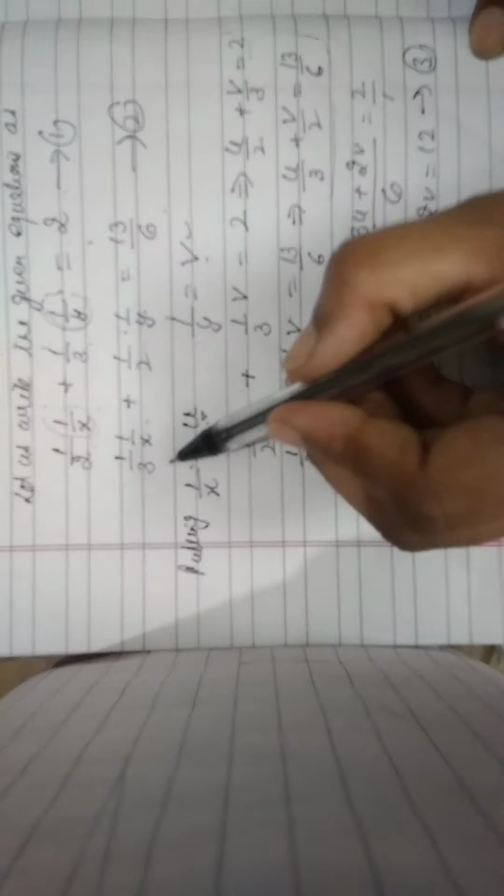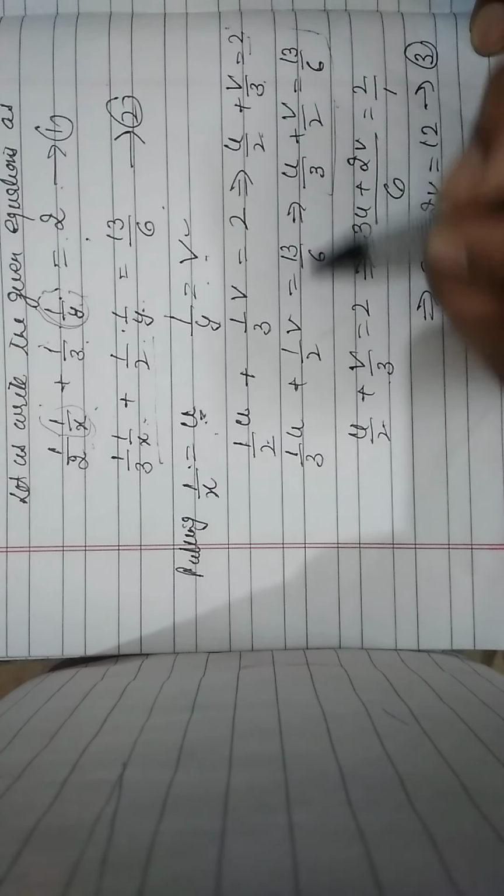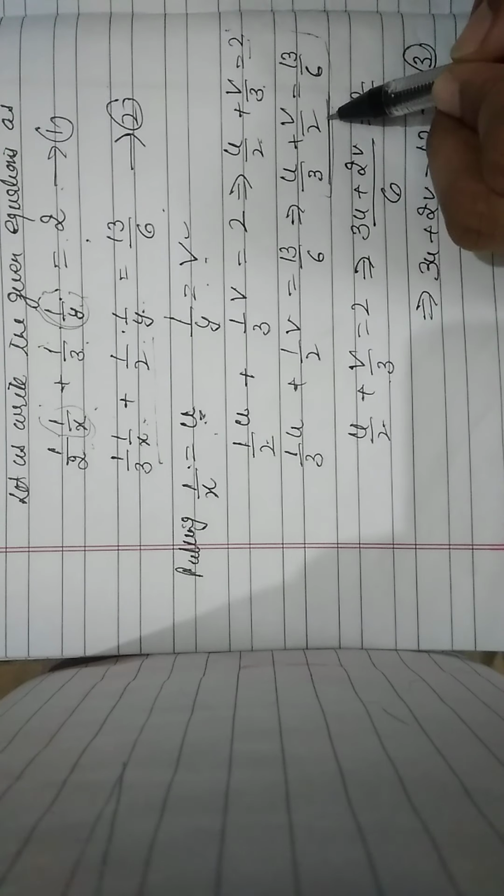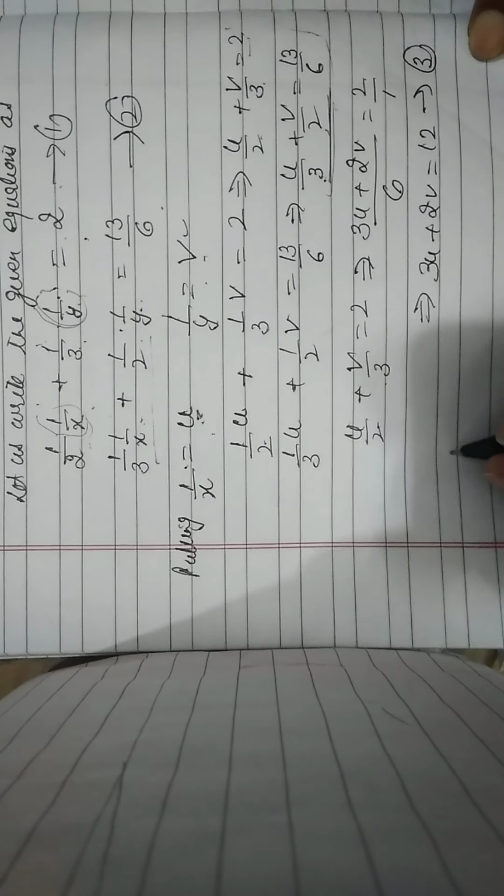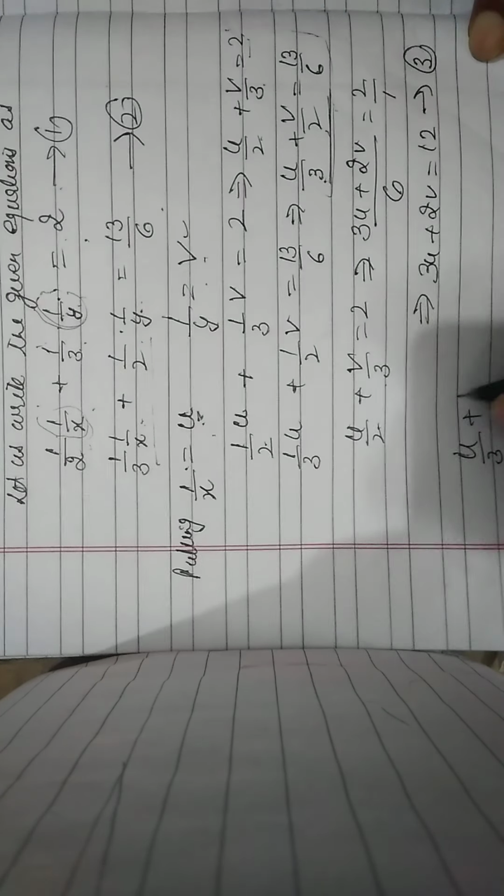Now observe the next equation. Taking the LCM of 2 and 3, which is 6: u upon 3 plus v upon 2 equal to 13 by 6. Solving these equations, with LCM 6, 2u plus 3v equal to 13 by 6. Now 2u plus 3v equal to 13, as the 6 cancels each other. This is the fourth equation. Now we solve the third and fourth by any method.